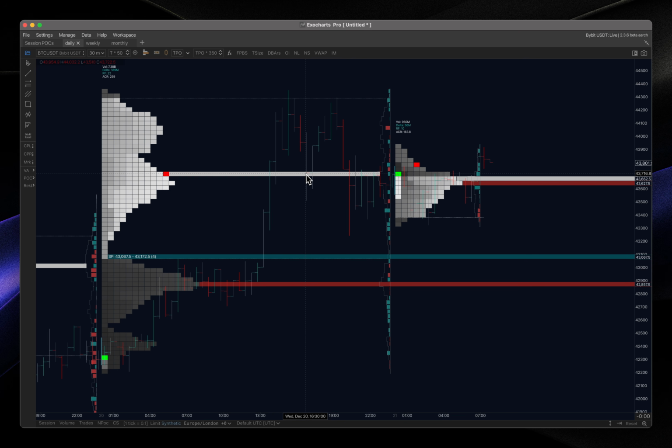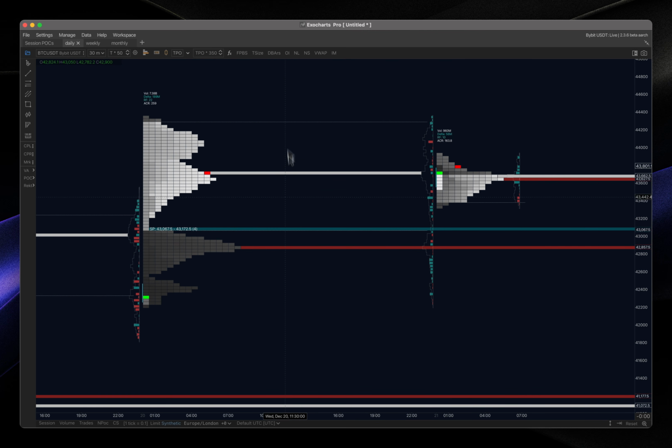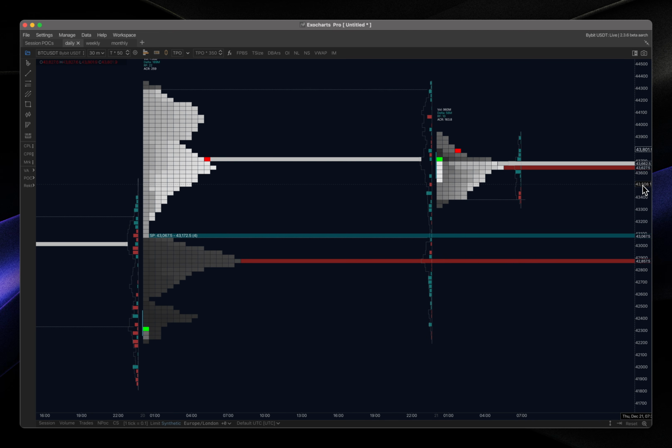We've got POCs: the grey one in this case being the volume point of control, the red one being the time. So why do I have both? The red one is the time point of control, where the most time has been spent throughout the day. The grey one is where the most volume has been spent throughout the day. I'll also hide the candles real quickly here, because time and volume might have a discrepancy. Where price spent the most time is not necessarily where it's been spending the most volume, or where the most volume has been transacted.